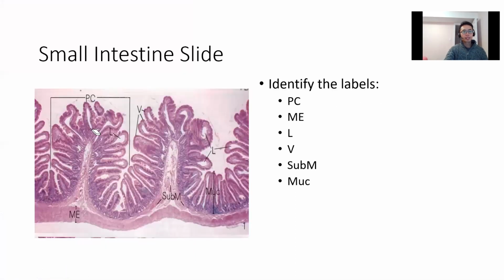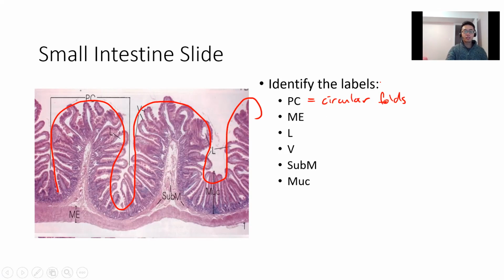Okay, this is another small intestine. So these things are the plicae circulares, or circular folds. Okay, that's one of the structures that increase the surface area. The ME here is the muscularis. L is a little bit tricky, but it's the thing in the middle of a villus that helps you absorb fat. So that's a lacteal.